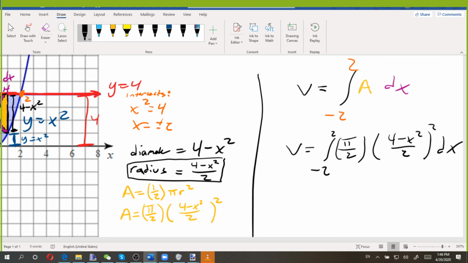So this pi over 2 is a constant. I can pull that out. Our volume is pi over 2 times the integral from -2 to 2 of 4 minus x squared over 2 squared dx. Then we're back over to Jada answered last time, so over to Aileen. What happens when I square this?